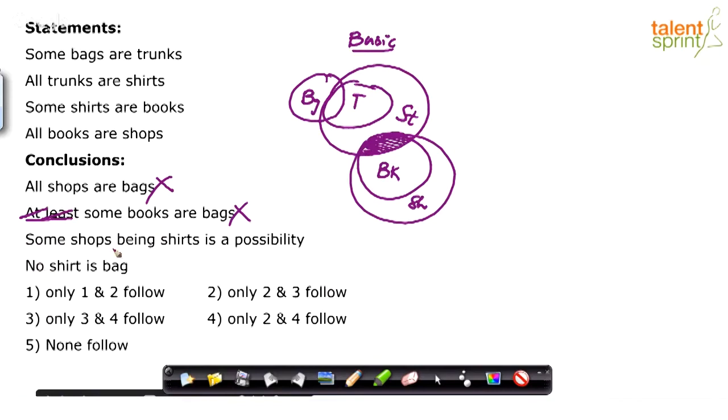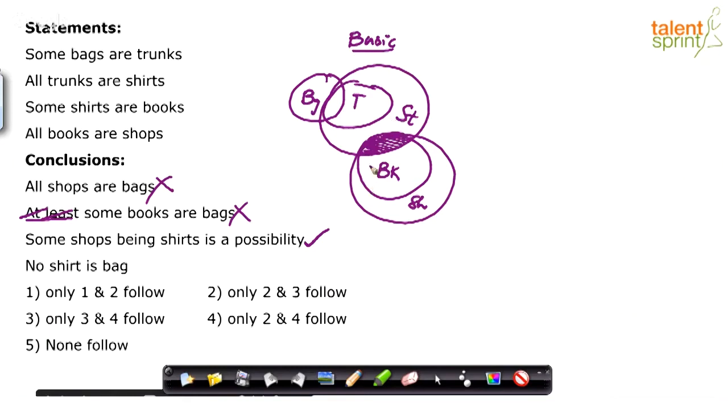Look at conclusion 4. It looks like correct. I'll come back to conclusion 3. Do not worry, I'll come to conclusion 3 again, because I know there's a lot of doubt in your mind about number 3 here. Let us look at 4 first. Number 4: no shirt is bag. Shirt is which one? Yeah. No shirt is bag.